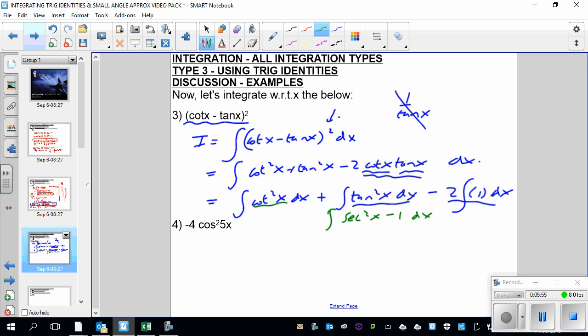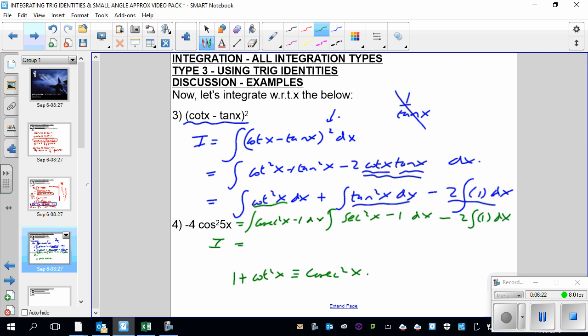And we got this cot squared x as well. Nothing differentiates to cot squared, but we know that 1 plus cot squared is cosec squared. So we can change this one to cosec squared take 1 dx, you see? And now we can integrate this thing. Now we can do it. So we've still got our minus 2 lots of 1 dx, right?